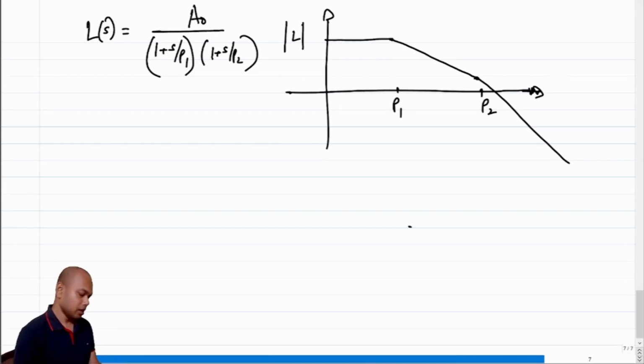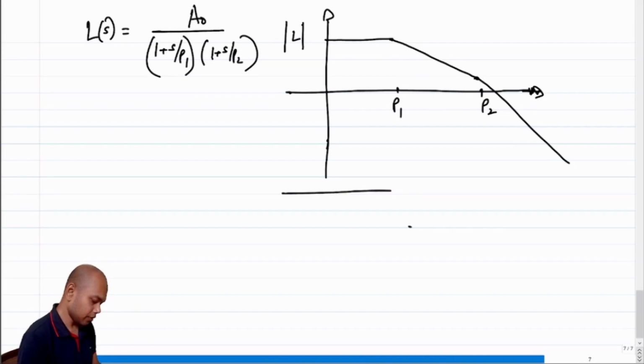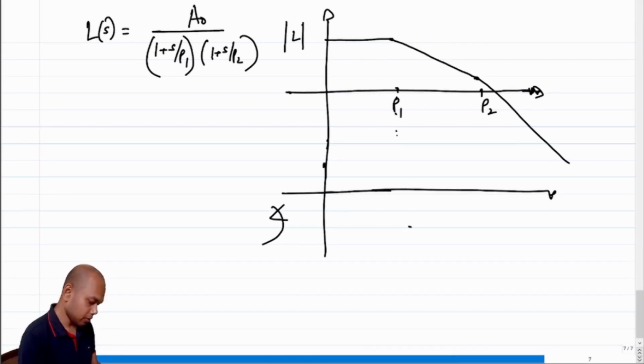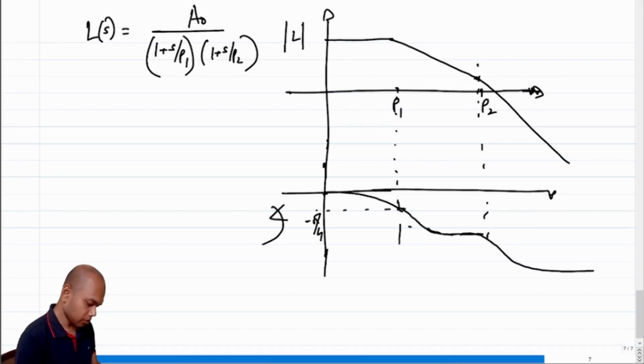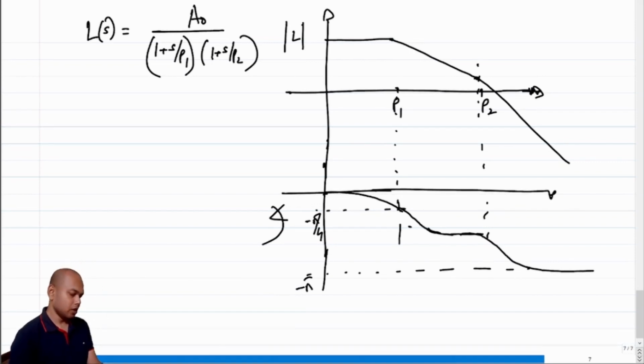Okay. And the phase of this will also start from 0. It will go like this to minus pi by 4, then roll off to minus pi by 2, and this will go like this. Okay.